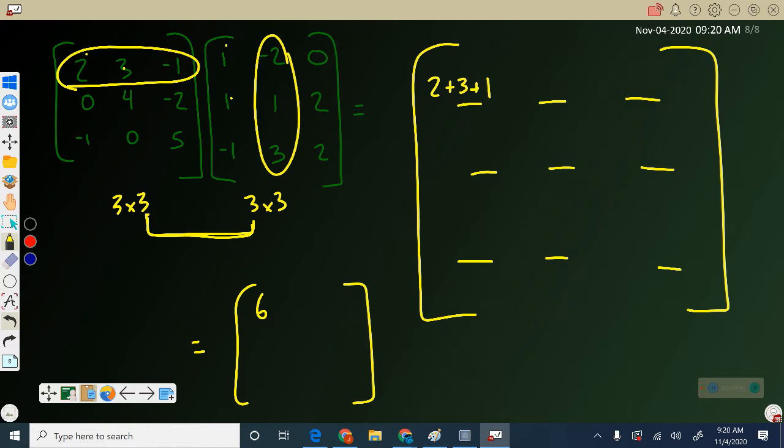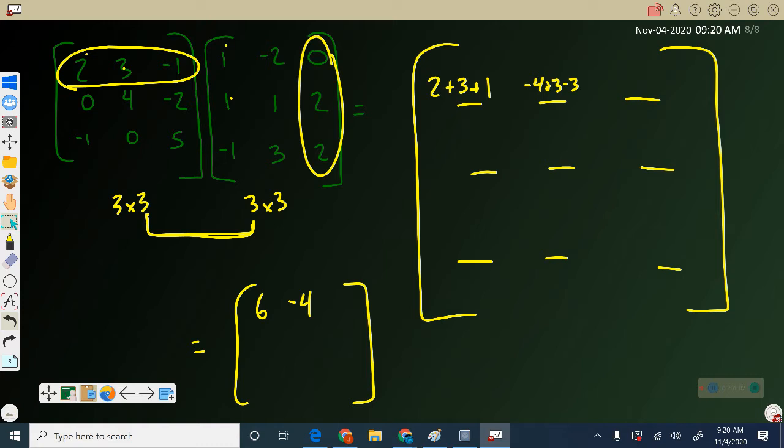And we go through the same process. 2 times -2 is -4. 3 times 1 is 3. And -1 times 3 is -3. So that entry becomes -4. And we just keep working our way down the line. This one is now going to go over there.